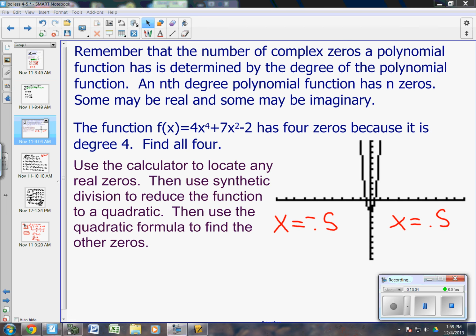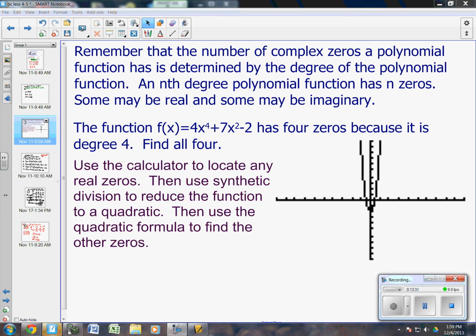Okay, look at this function. f of x equals 4x to the fourth plus 7x squared minus 2. What's the degree of this function? How many zeros is it going to have, you guys? Now, do they all have to be real? Can some be real and some be imaginary? Could they all be imaginary? Possibly. This one actually has 2 real and 2 imaginary.